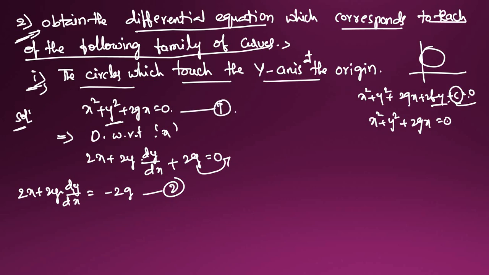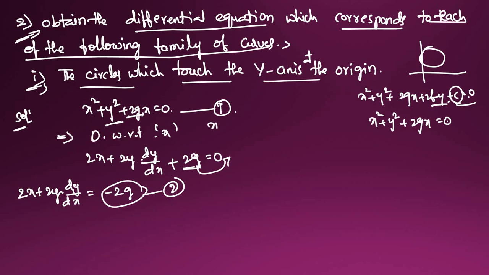So what do we have to do again here? One thing I can do now: this 2g is there, so I will substitute 2g in this equation. Where will I substitute it?